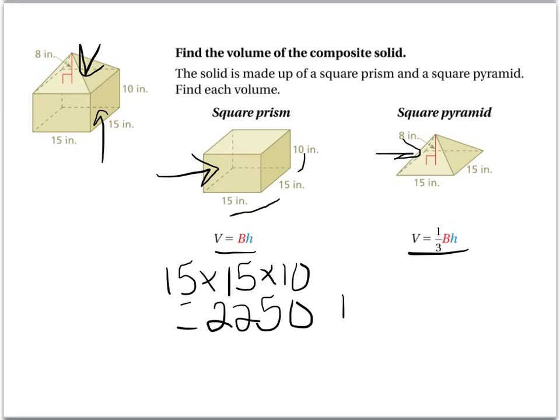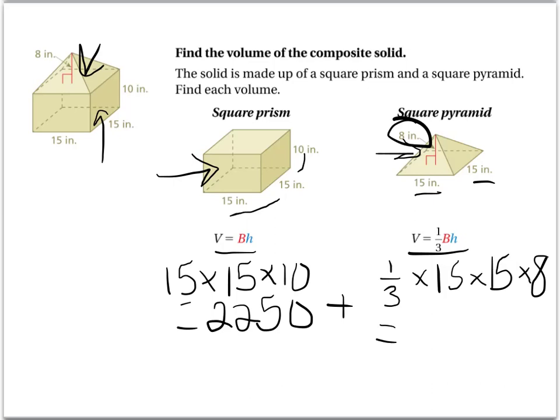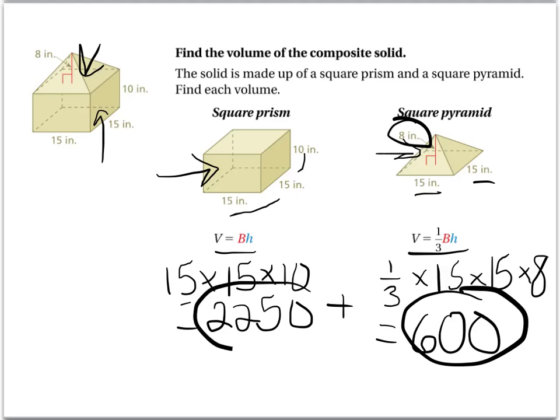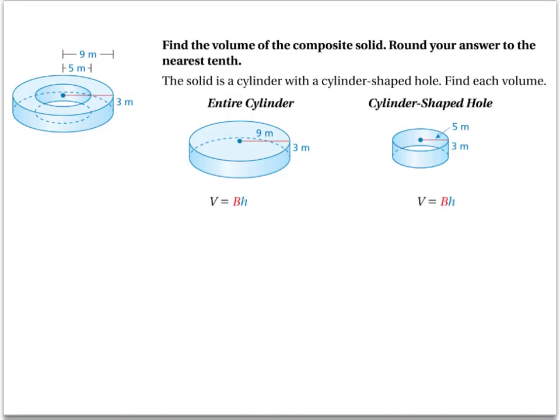and 15 times 15 times 10 gets me 2,250. I need to add that to this side. I'm looking at 1/3. The base is 15, the base is 15, so times 15 times 15. My height is 8. Whoops, sorry, times 15 times 8. When I do that, I'm going to get 600. So I add the volume of one object to the volume of the other object. When I add those two together, I get 2,850, and that is inches cubed. So I'm just taking the figures that we've done and combining them together to make a composite solid. So that is my answer there.